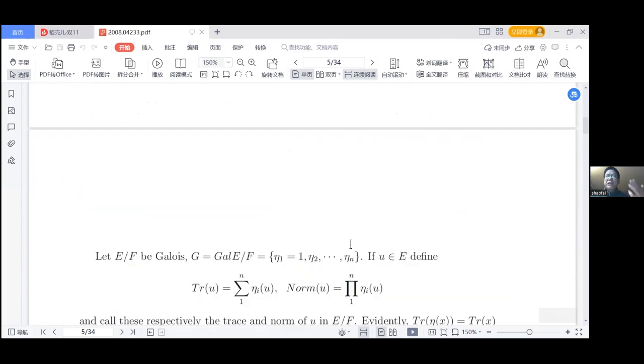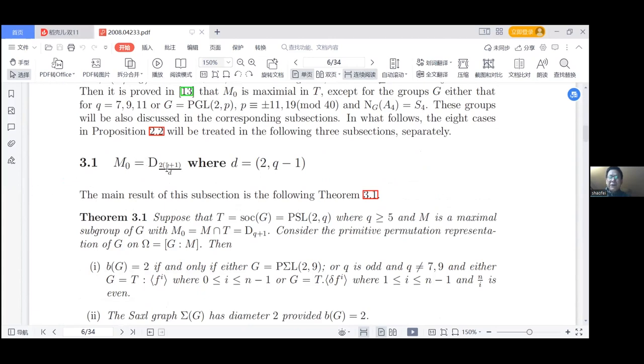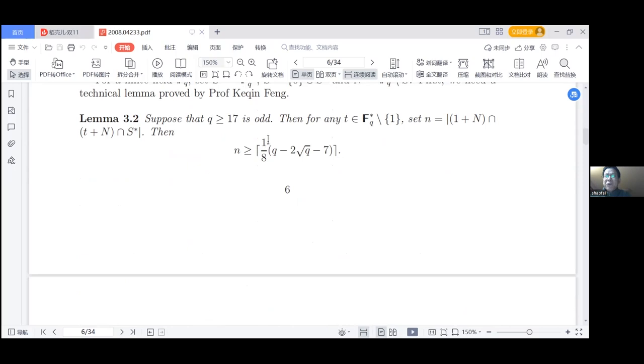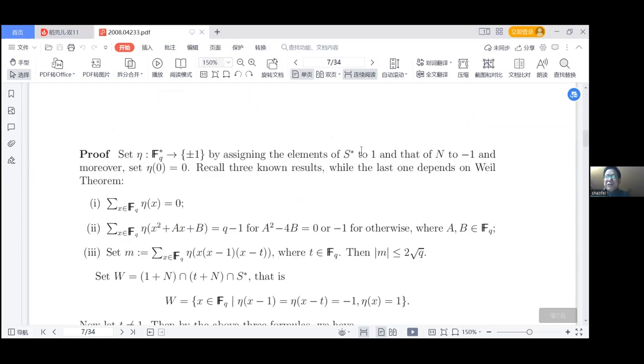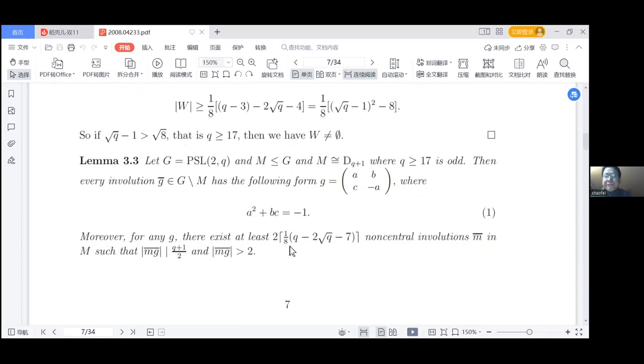I just said we need to discuss the cases one by one. Okay, the first case is like this. You take M to be this subgroup, G as PSL2(q), and M is D_(q+1). This is a maximal subgroup. Then we want to show the conjecture. Because of this case, the probabilistic method doesn't work. This is a result we proved with Professor Feng. We proved this number. Then you use Weil's theorem to determine this number.